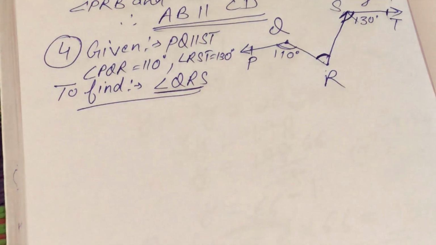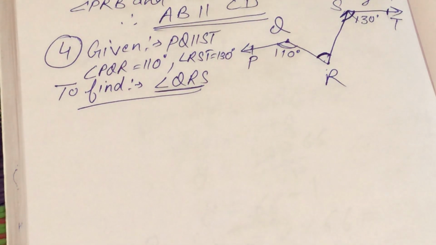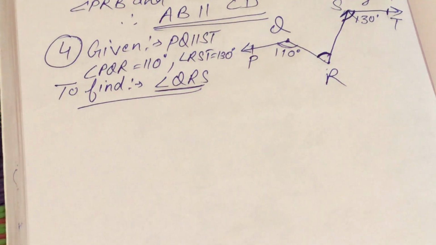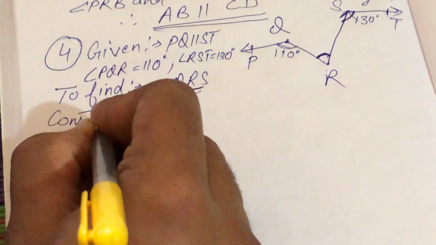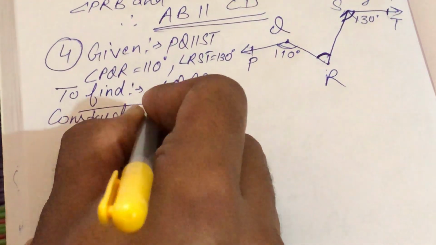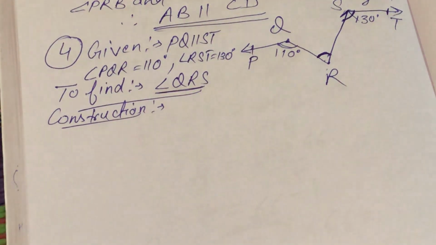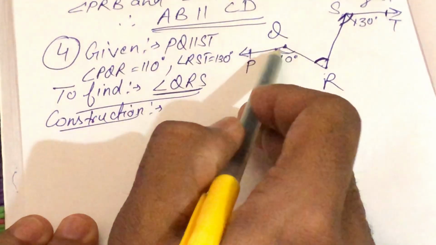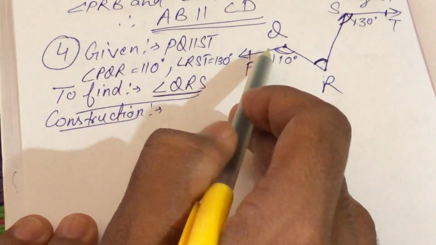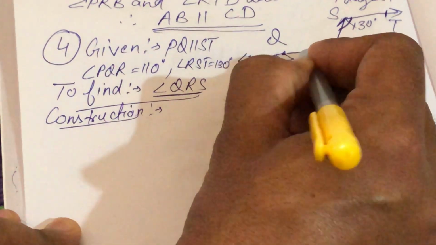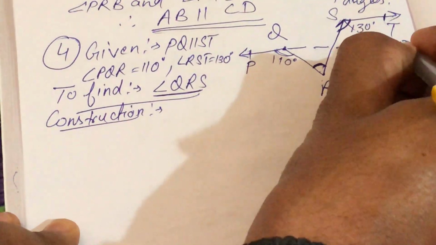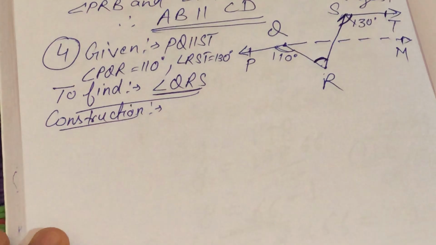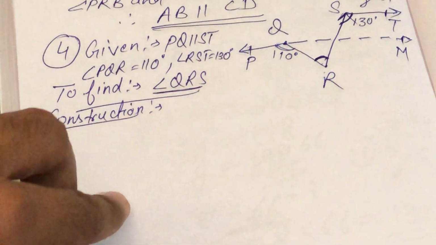Okay, so to find this angle ना, we need to do some construction. थोड़ा सा construction खुद से करना पड़ेगा. Okay, so we will write this thing in construction. Okay, क्या construction करने वाले हैं हम? देखो, PQ and ST are parallel, that we know. So we will extend this PQ. I'll extend this PQ to point M. एक M पॉइंट लूँगा मैं और वहाँ तक एक्सटेंड कर दूँगा PQ को.